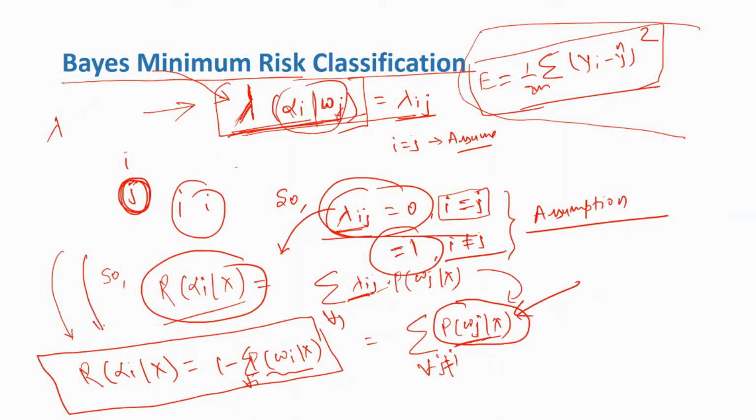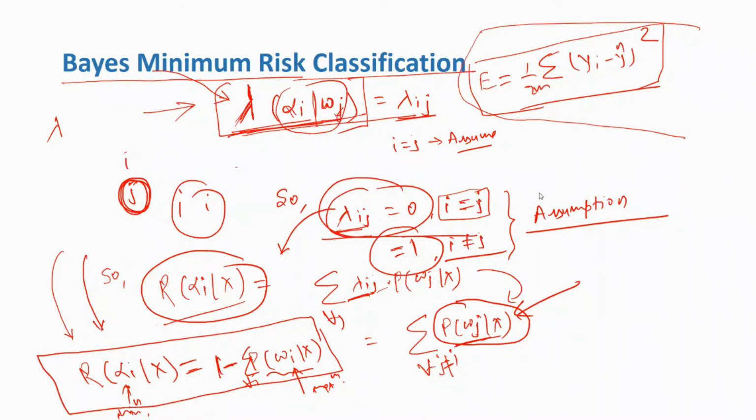While taking some action alpha i given some feature vector x, it is also given as 1 minus the probability of omega i given x. Right? And when this probability of omega i given x will be maximum, this will be minimum. The risk will be minimum. And this is called Bayes minimum risk classification.